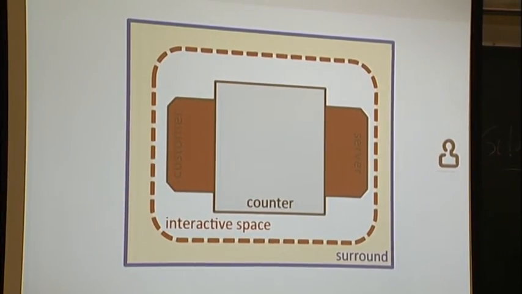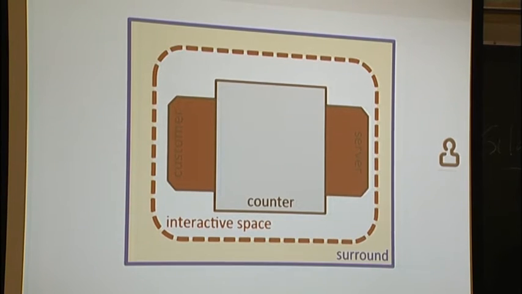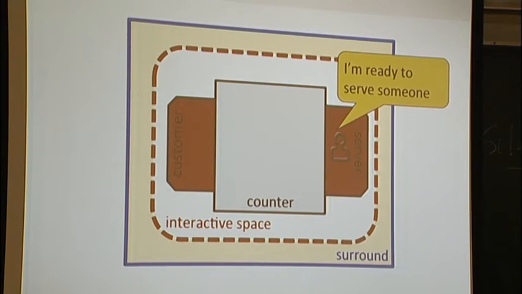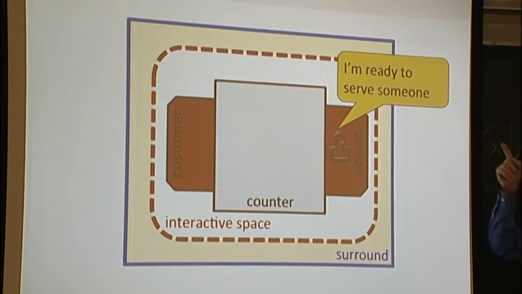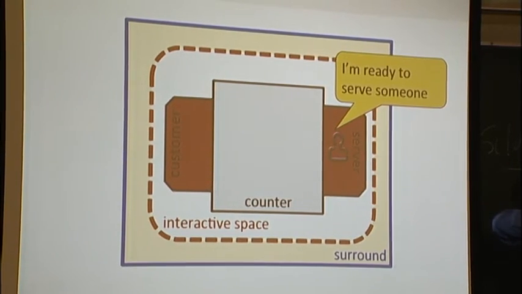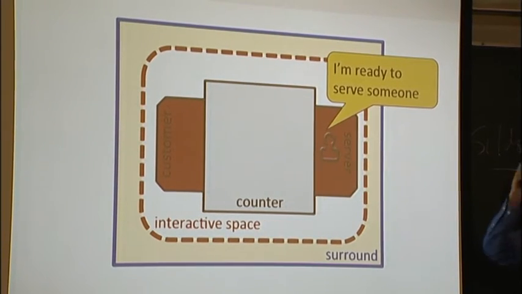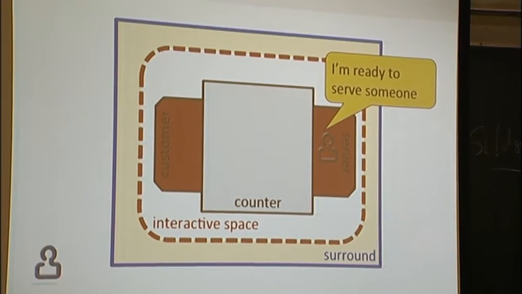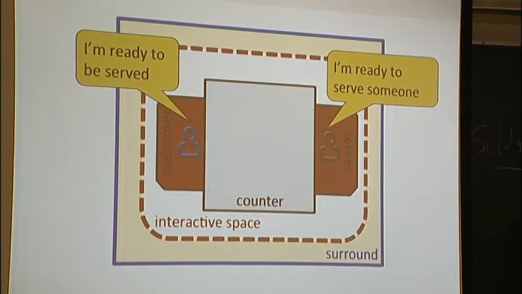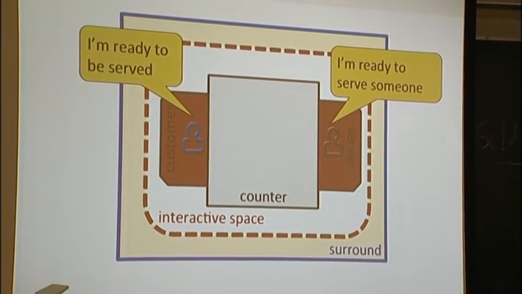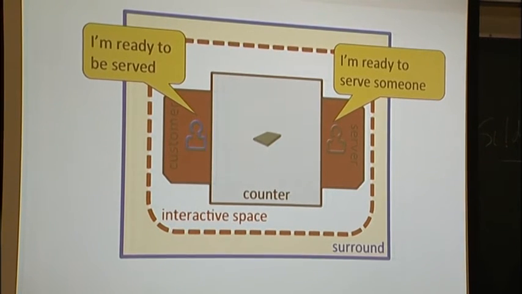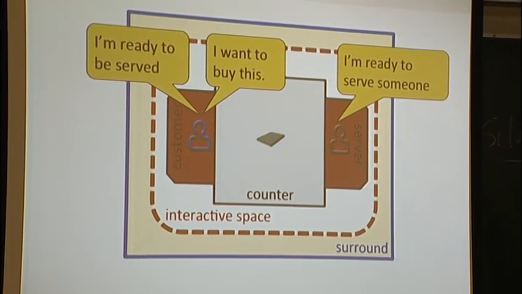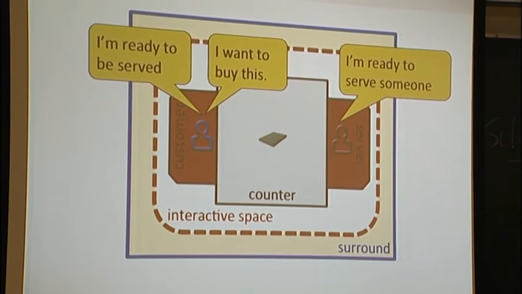So now, what happens here is we do all of the stuff that we do, this server and I, by placement. She places herself there, and what does she mean by that? She means, I'm ready to serve someone. Not anyone in particular, just people. This is what I'm going to call a standing commitment. She's got a standing commitment to help people who come up. I then place myself right there, and I say, I'm ready to be served. Then I put a book on the counter right there, and I say, I want to buy this. So we've done all this by placement.